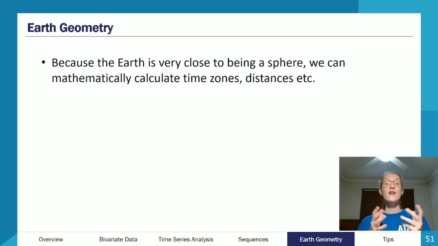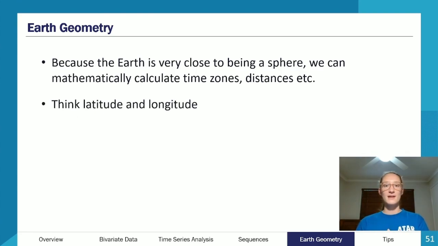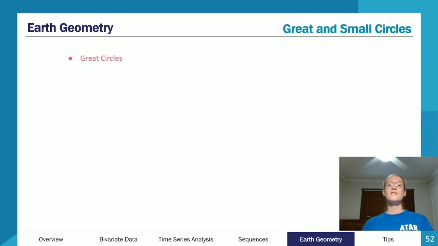Because the Earth is close to a sphere, hopefully that shouldn't be too much of a surprise, we can mathematically calculate the time zones, and we can calculate distances between two different points on the Earth, using what we know about the Earth being a sphere and what we know mathematically about spheres. So when we're talking about Earth geometry, we're thinking latitude and longitude. The first definitions I want you to think about are great circles and small circles. See if you can recall what they are.